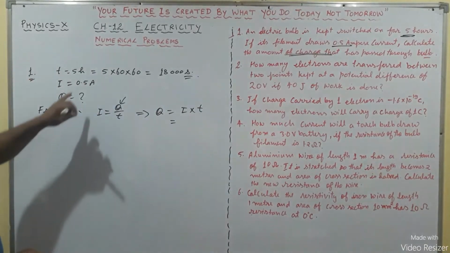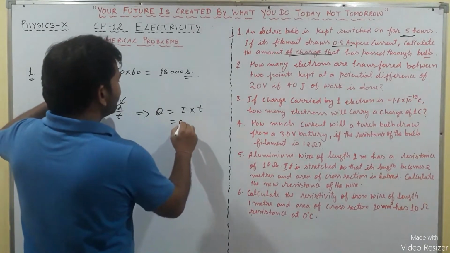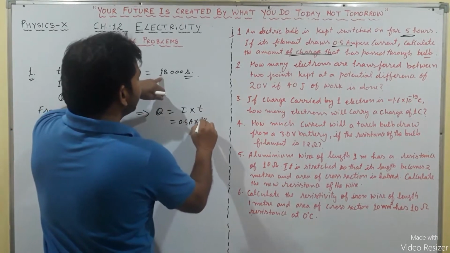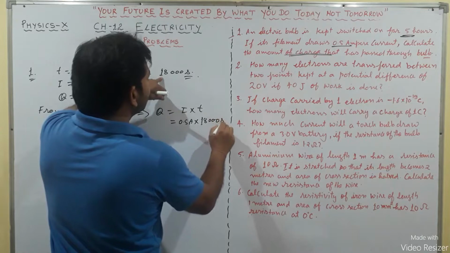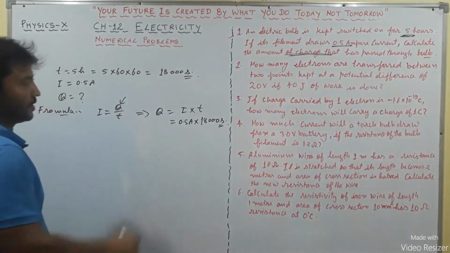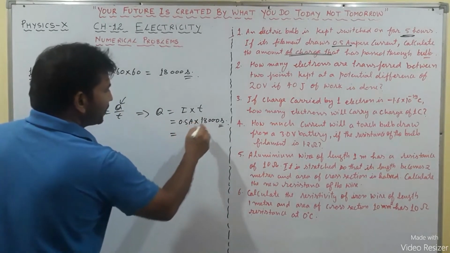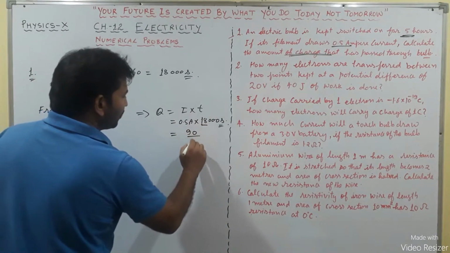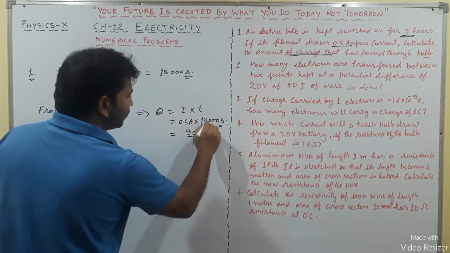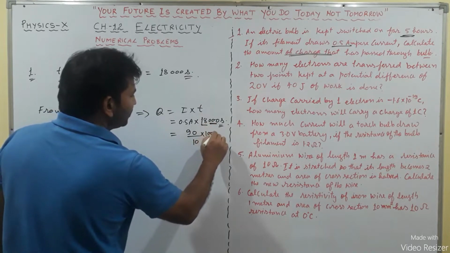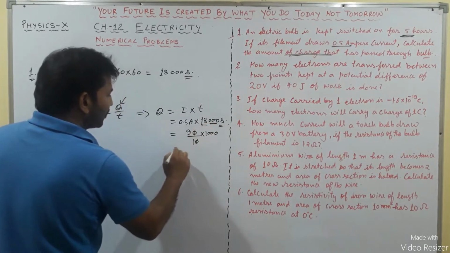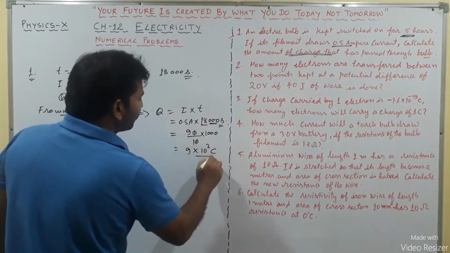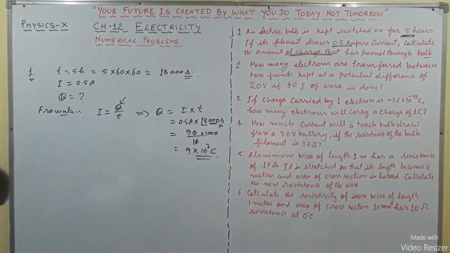So what is the current here? Current is 0.5 ampere, and what is the time? Time is 18,000 seconds. Then on calculating, 18 fives are 90 upon 10 into 1000, or you can write 9 into 10 raised to power 3 coulomb. That is the required answer.